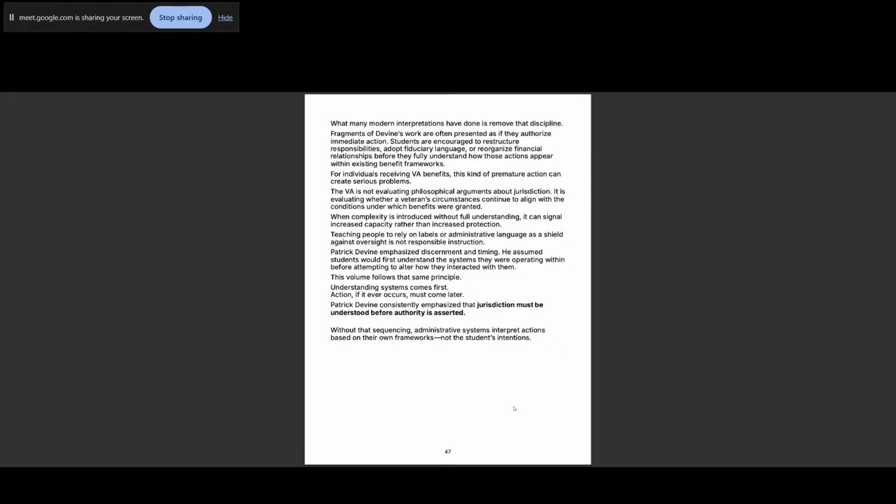Teaching people to rely on labels or administrative language as a shield against oversight is not responsible instruction. Patrick Devine emphasized discernment and timing. He assumes students will first understand the systems they were operating within before attempting to alter how they interacted with them. This volume follows that same principle. Understanding systems comes first. Action, if it ever occurs, must come later. Patrick Devine consistently emphasized that jurisdiction must be understood before authority is asserted. Without that sequencing, administrative systems interpret actions based on their own frameworks, not the student's intentions.